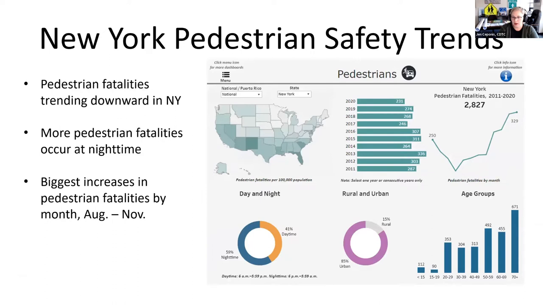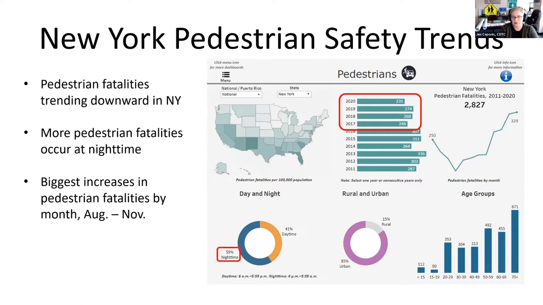In New York, the good news is that pedestrian fatalities had been trending downward. New York released its pedestrian safety plan in 2016 and started making some strategic and targeted investments in pedestrian safety.